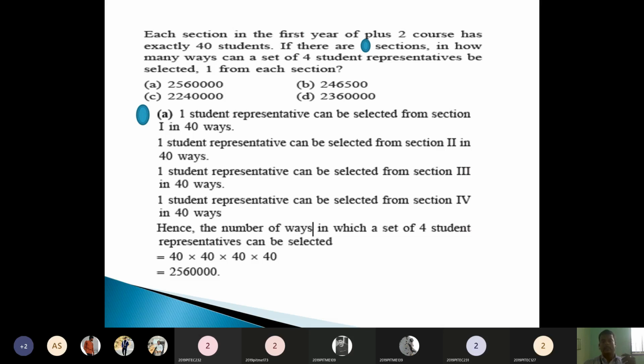So selecting one representative from all these four sections gives 40 into 40 into 40 into 40. That means 256 with 4 zeros, 25 lakhs 60,000. 25 lakhs 60,000 different ways you can select one student representative from each section, when each section consists of exactly 40 students.